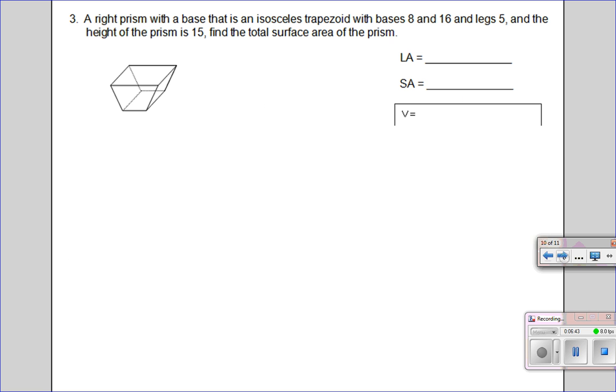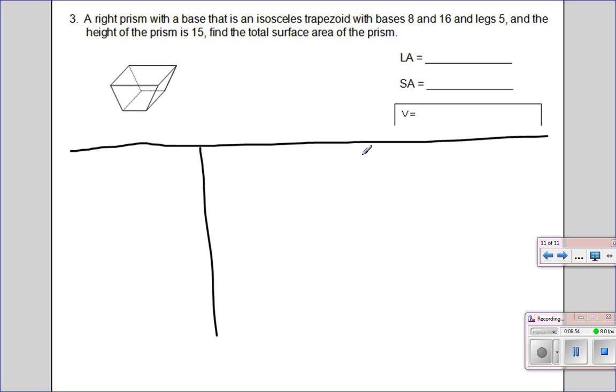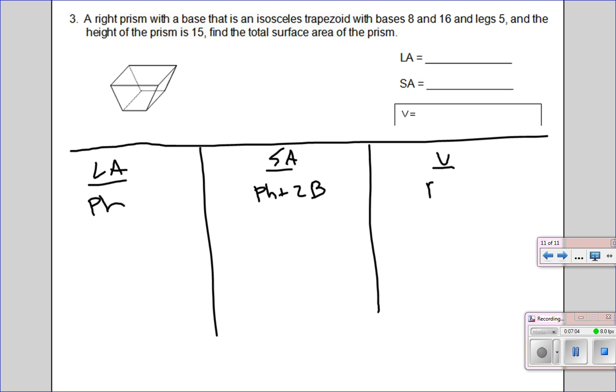Let's look at one more. Pause the video, try reading the problem, and figuring out what to do. All right, let's see how you did. So let's draw our chart now. LA is pH, SA is pH plus 2B, and V is big B times H. I'm going to come up here and draw my base, which is a trapezoid. It tells you it's isosceles with bases 8 and 16 and legs of 5.